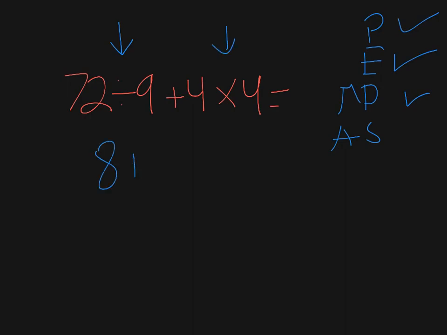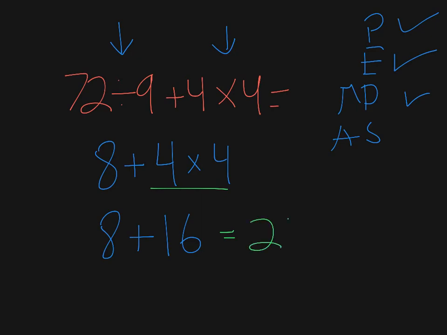Now let's go and rewrite this. Now we have to multiply, so then it'll be 8 plus 16. Because 4 times 4 makes 16. And then when we add 16 plus 8, we'll get 24.